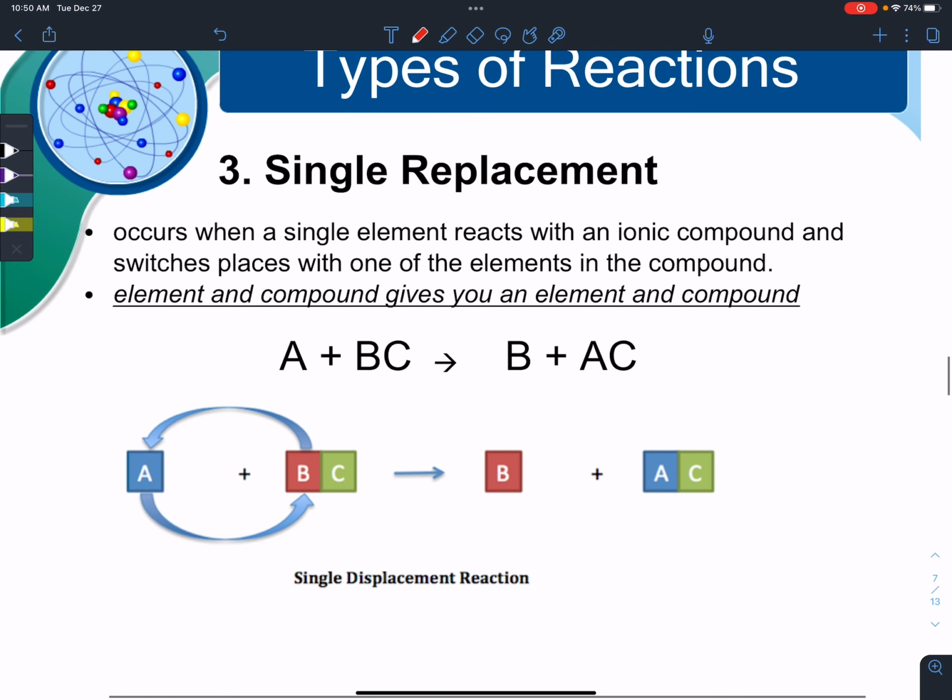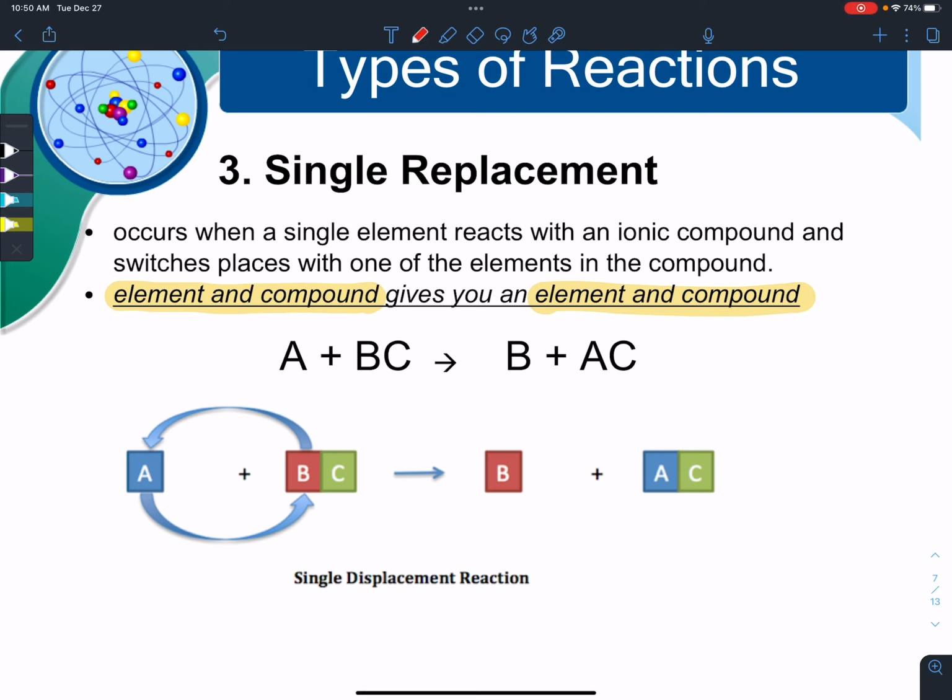Next, we have what's called single replacement. Single replacement occurs when a single element reacts with an ionic compound and switches places with one of the elements in the compound. So a better way of looking at it is you have an element and a compound, and you yield a different element and a different compound.